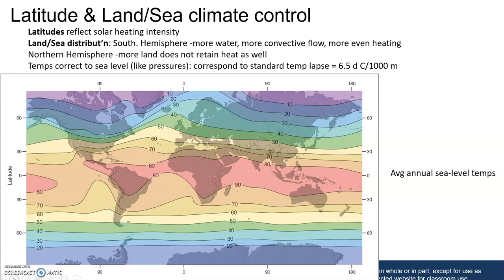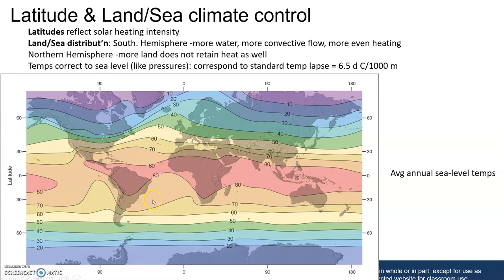Here's our isotherms globally for average annual sea level temps. And when we look at this, we see that the latitudes really reflect the solar heating intensity. When you think about the equator through this area, you're thinking about where the sun directly or most directly impacts the earth with its radiation. And then you see that while I might have the equator right around here, the warmest temperatures on Earth are really in the southern hemisphere. The reason for that is the land-sea distribution. There's more land in the northern hemisphere, there's more ocean and less land in the southern hemisphere.